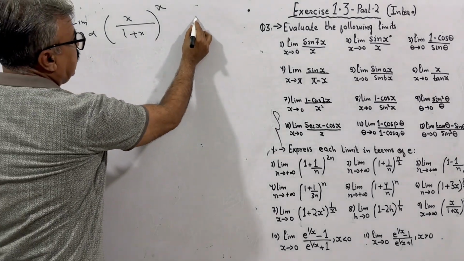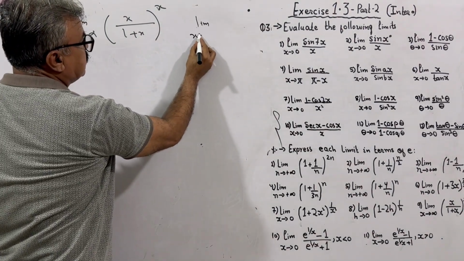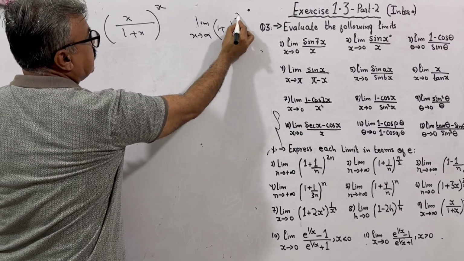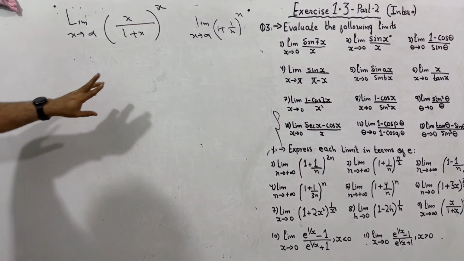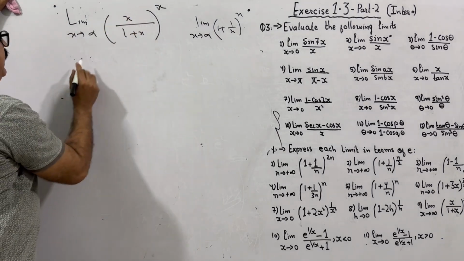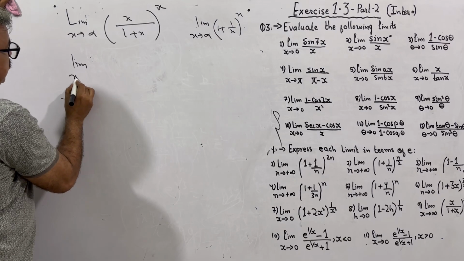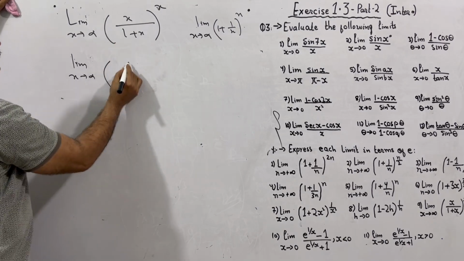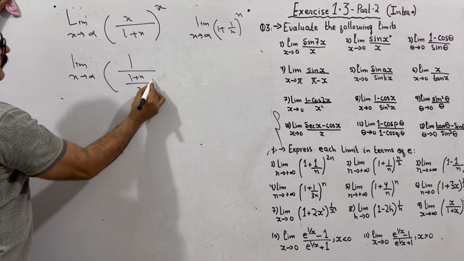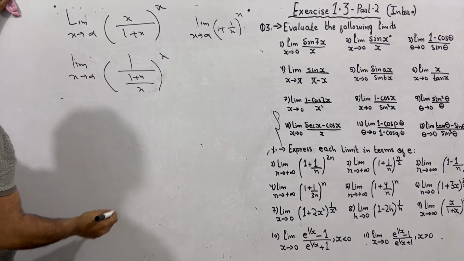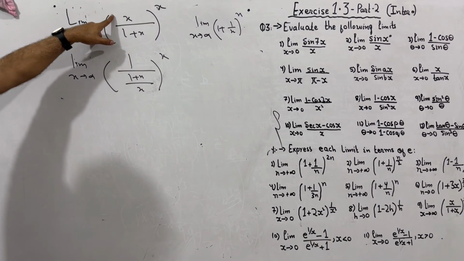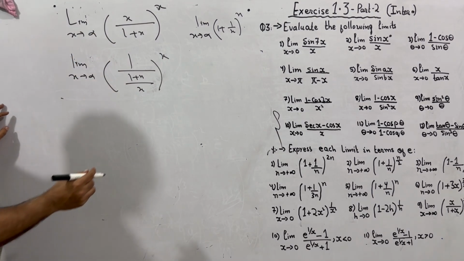But for e at infinity, we need a situation like this: limit x tends to infinity of (1 plus 1 over x) raised to x, where 1 over x is the fit. So in the first step, I write this one as 1 over (1 plus x divided by x), all raised to x. This x can be written in the double denominator.